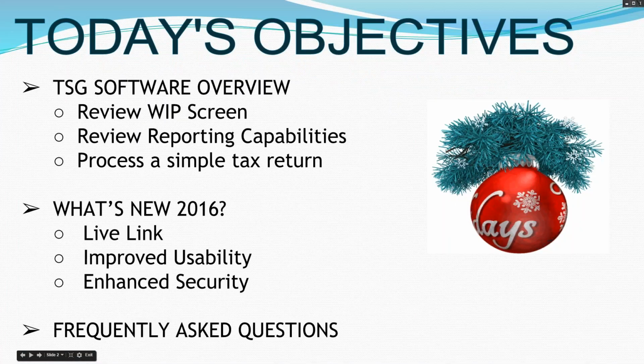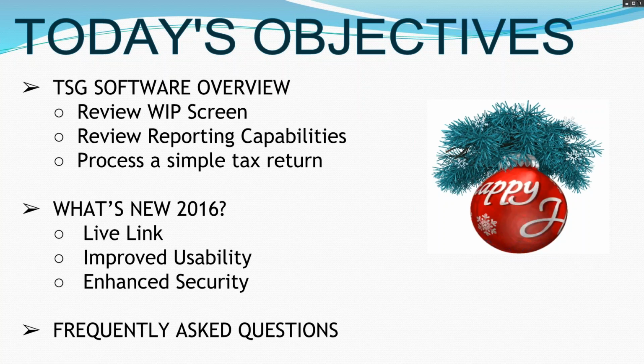Today's objective is we are going to do a TSG software overview. We're going to review the WIP screen, the work in progress screen. We're also going to review the reporting capabilities, and we're going to process a simple tax return. Now, all this is going to be done on our demo version of 2015. Then we're going to discuss what's new for 2016. And some of these features are going to be around Live Link, and I'll go into detail about what that means. We're also going to talk about improved usability and some of our enhanced security features. And then afterwards, we're going to go to our frequently asked questions.